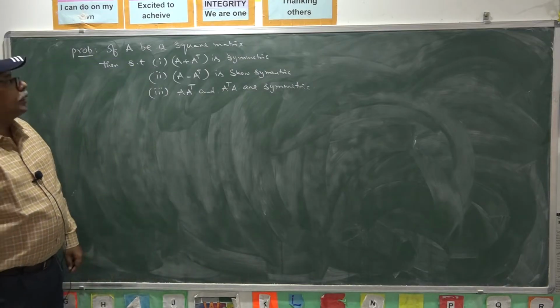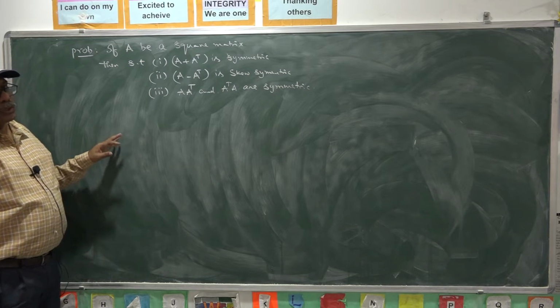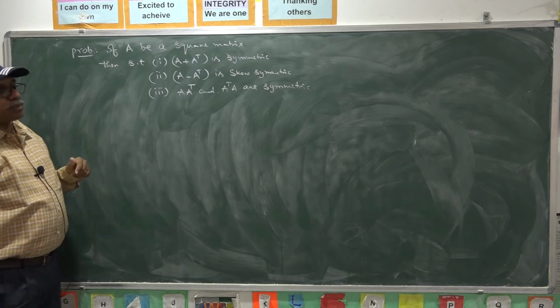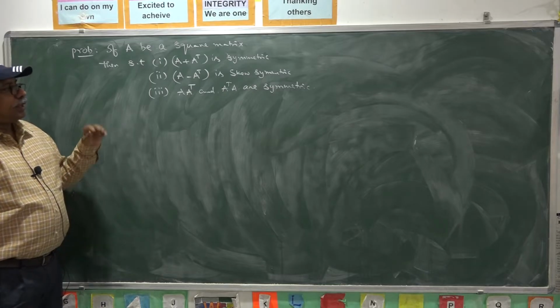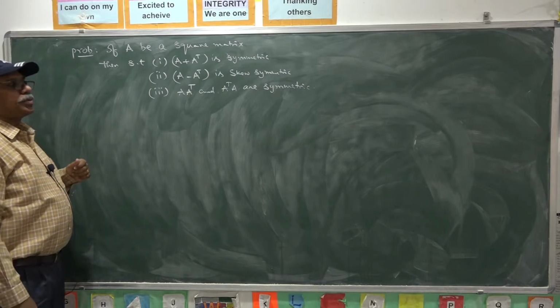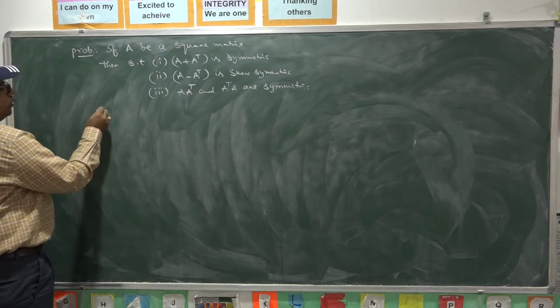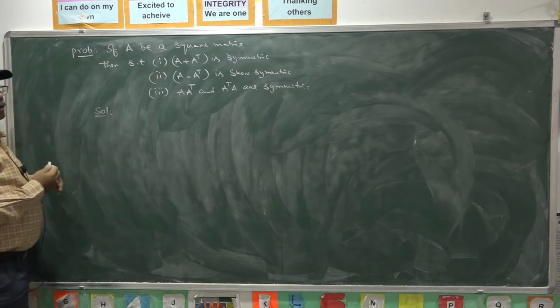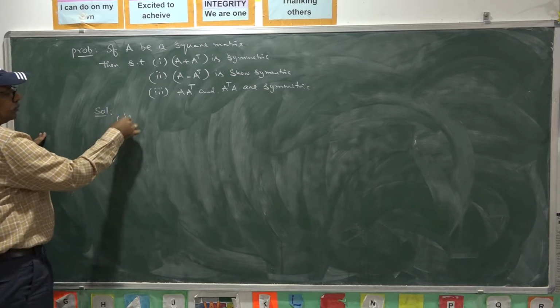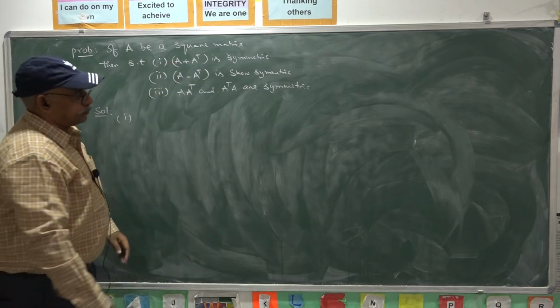Once A be the given square matrix, then you have to show that A plus A transpose is symmetric, A minus A transpose is skew symmetric, A A transpose and A transpose A are symmetric. First one, A plus A transpose is symmetric.